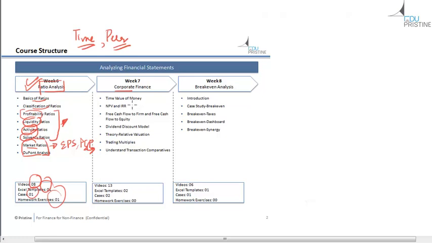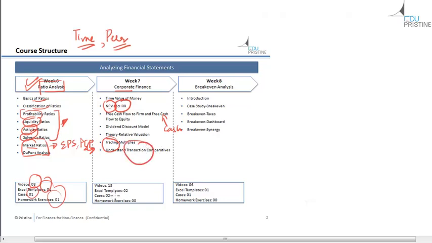Once we understand the time value of money, we'll understand what NPV and IRR are. NPV is net present value. IRR is internal rate of return. Once we understand these two concepts, we'll understand free cash flow to the firm and to equity, which is primarily the cash that impacts valuation. Then we'll understand other valuation models like the dividend discount model, the relative valuation model, and multiples, where we'll cover both trading multiples and transaction multiples.